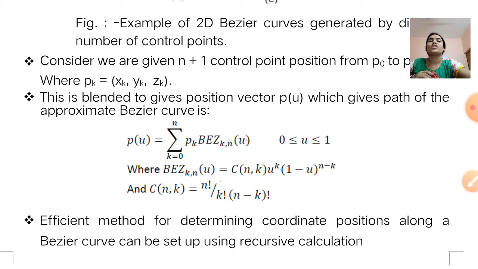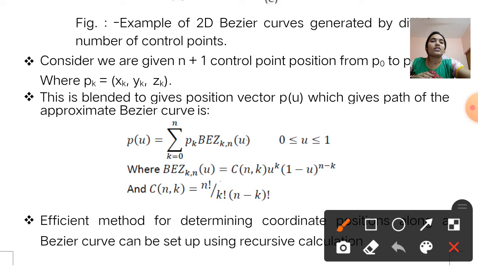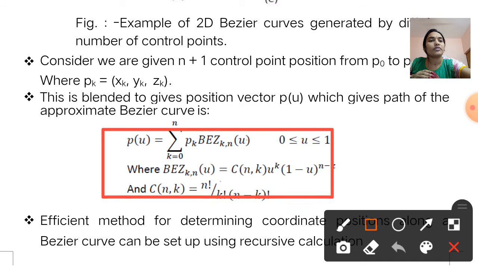Also, how do we calculate C(n,k)? C(n,k) equals n factorial divided by k factorial times (n minus k) factorial. In this way we calculate the blending function of the position vector P(u). All of you remember this formula.